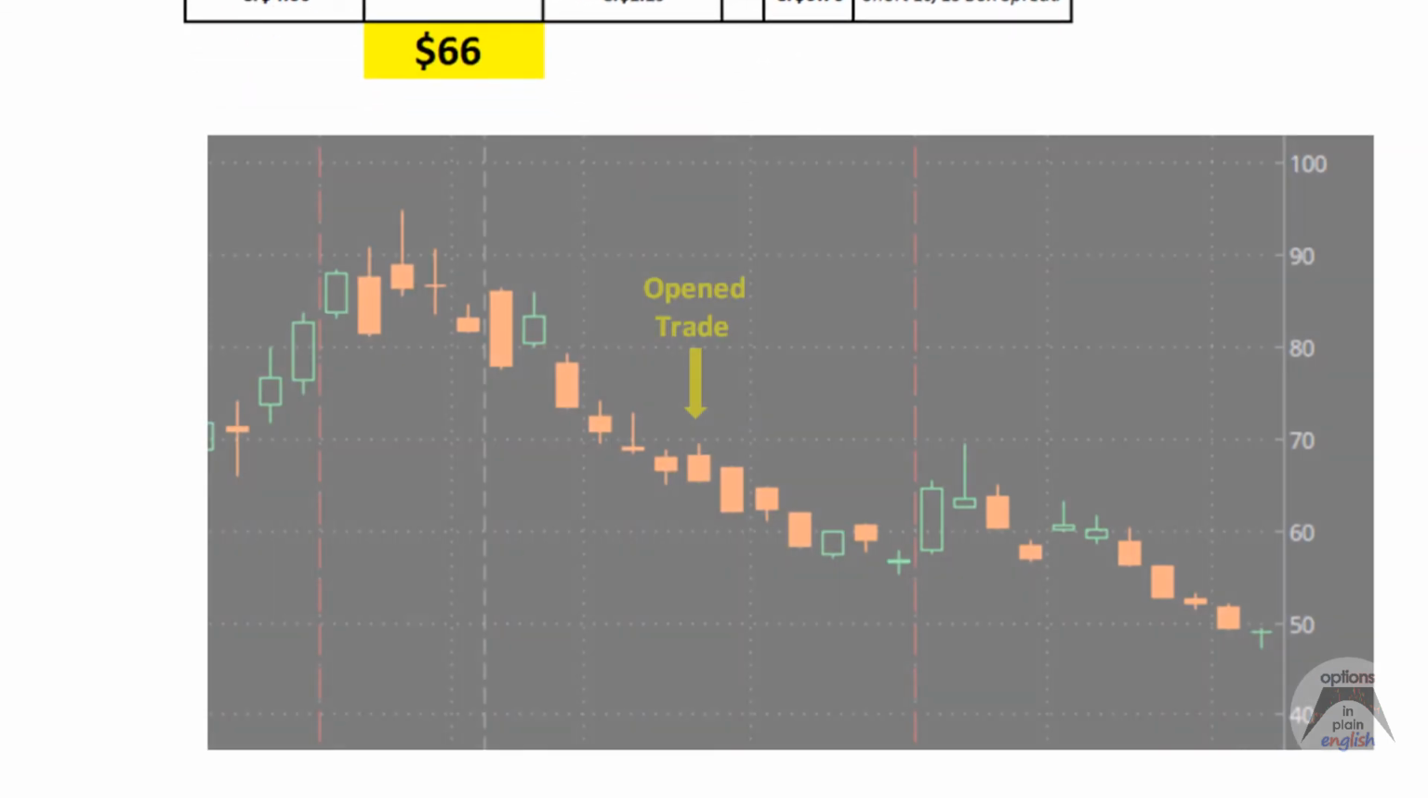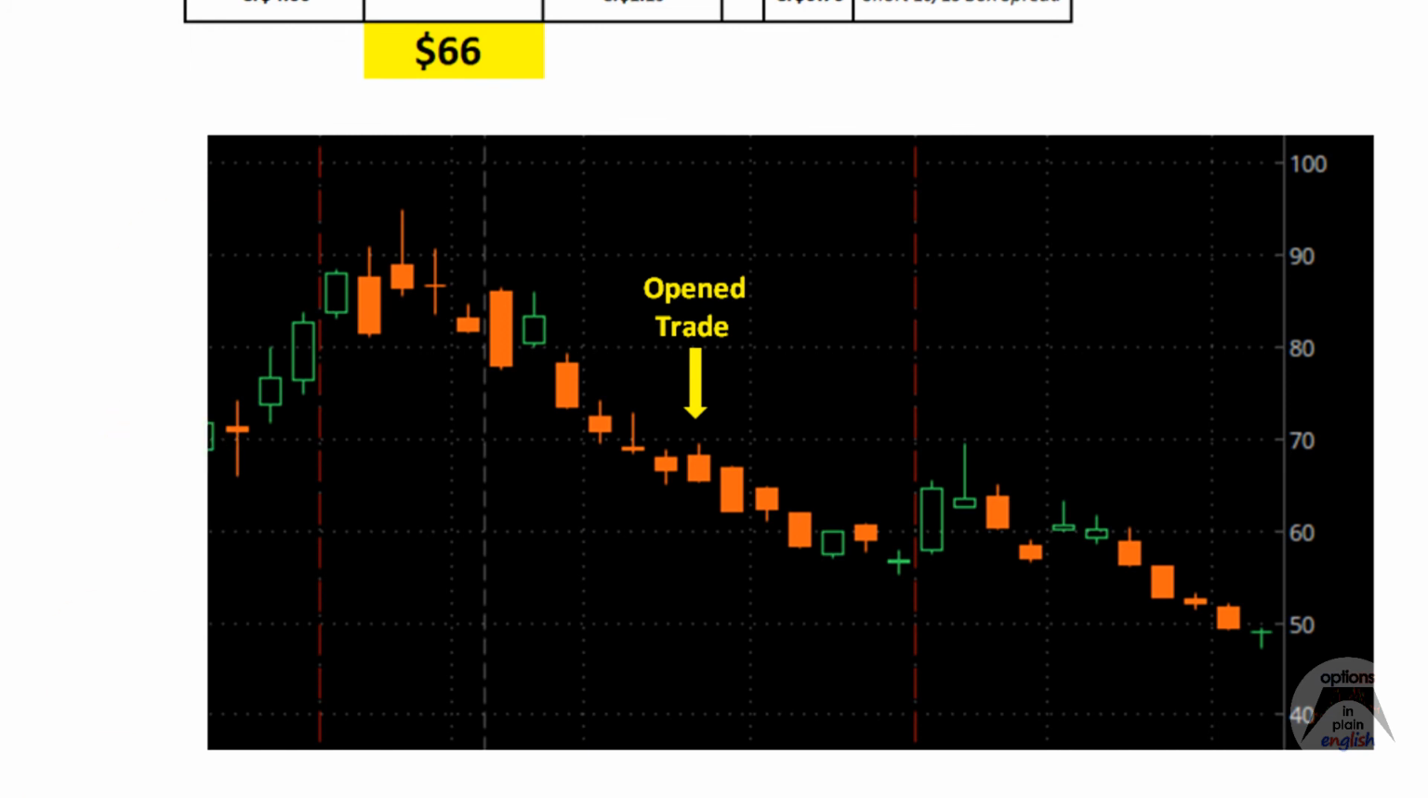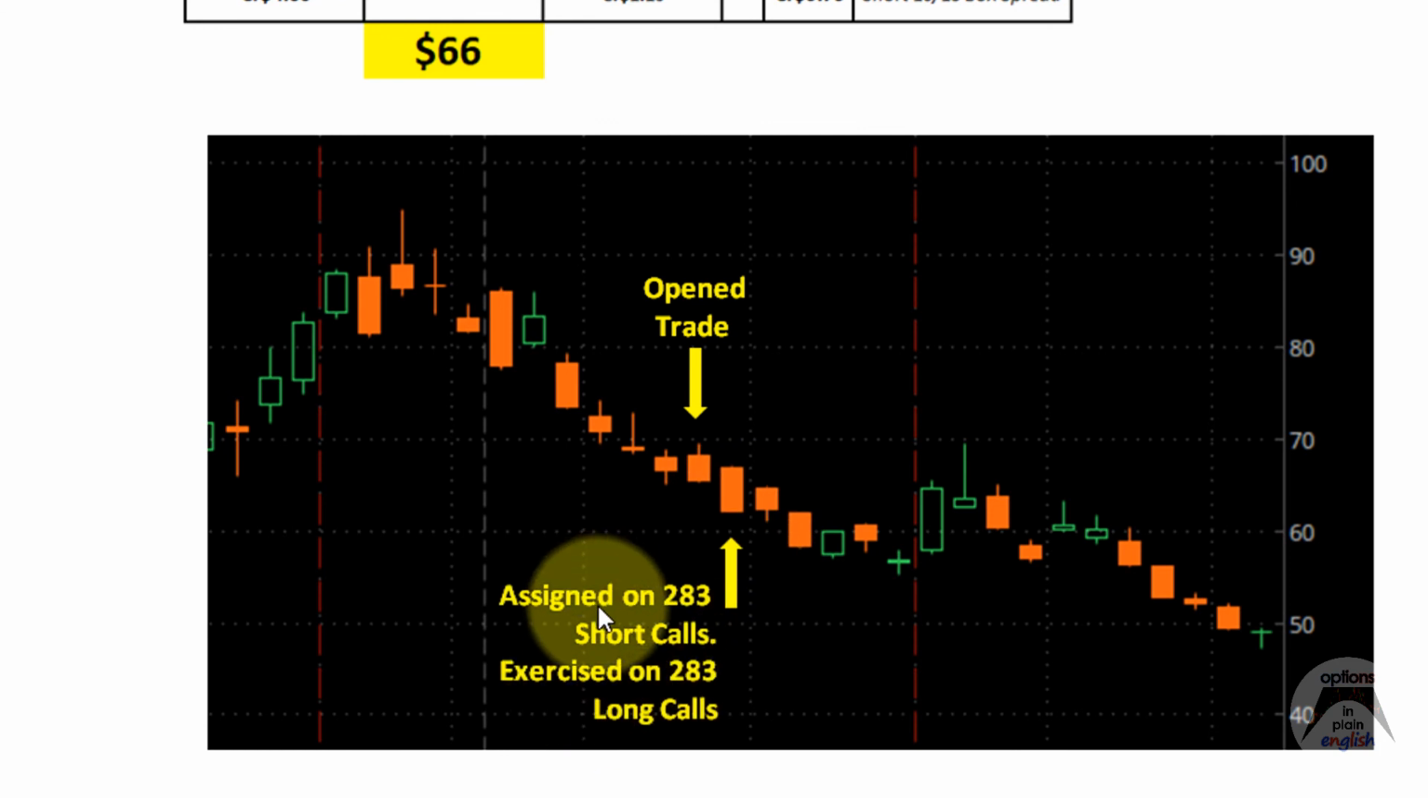Directionally bullish. And let's take a look at what happened as the trades were happening. This is when he opened the trade, January 10th, and this is what happened to UVXY. I got it from the history, from the chart. And then he was assigned on 283 short calls, and the broker exercised 283 of the long calls to cover this position.